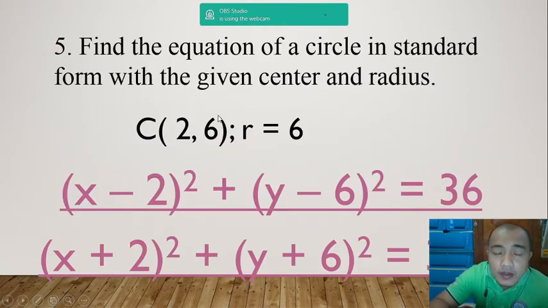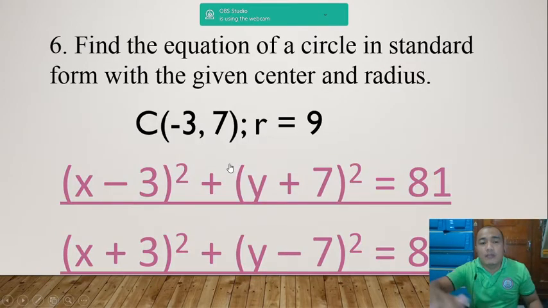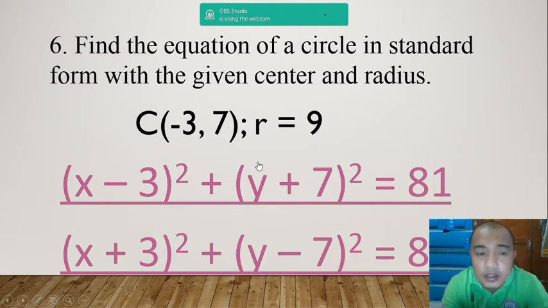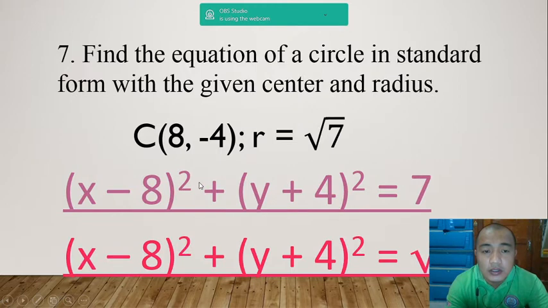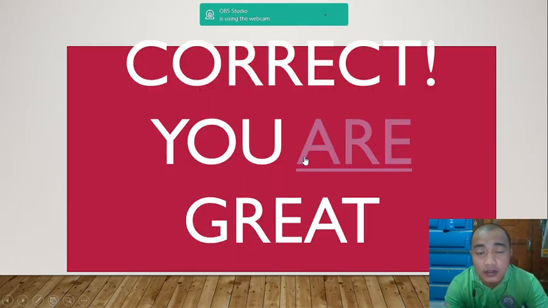Next item. This time, given the center and radius, find the equation of the circle in standard form. Okay, the center is 2, 6, radius is 6. So, substitute this, h, k and r, in the standard form of the equation of circle. So, this will be the result: x minus 2, quantity squared, plus y minus 6, quantity squared, equals 36. Okay? Yes, you are correct. Next item. Center, negative 3, 7, radius is 9. What's the equation? Number 6, x minus 3 quantity squared plus y plus 7 squared equals 81 is definitely not the answer. So this should be the correct answer, right?